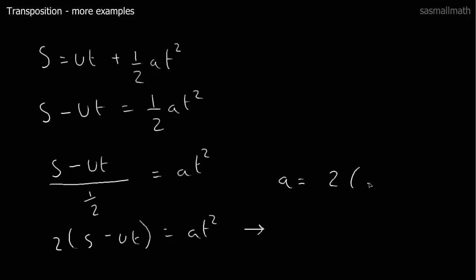So a becomes 2s minus ut over t squared. And I think we'll leave it like that. We could actually break that up into two fractions, a piece here and a piece here, and then cancel that t out. But that's good enough. We'll leave it like that.